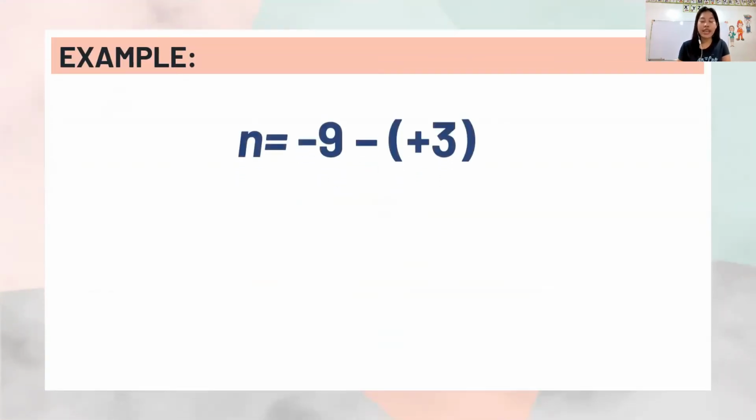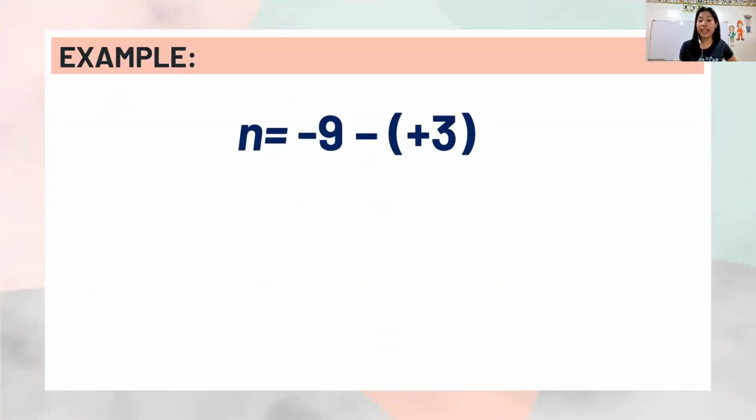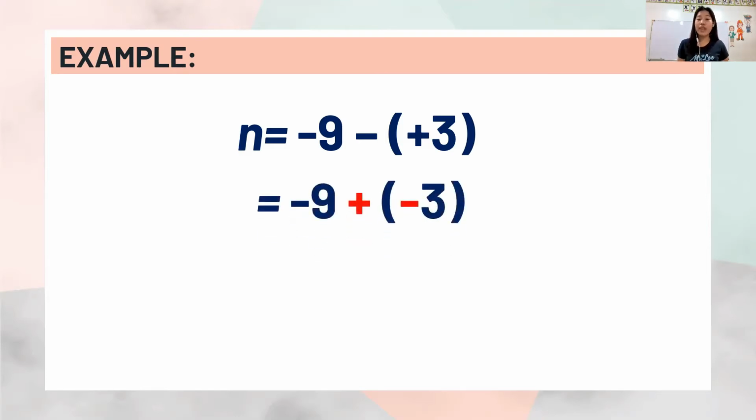Last example. n equals negative 9 minus the quantity of positive 3. First step is to change the subtraction sign to addition sign, and then replace the sign of the number after the operation sign with its opposite. So this becomes negative 9 plus the quantity of negative 3. In the first row, we have positive 3. We have to replace the sign of that number with its opposite. So positive becomes negative.